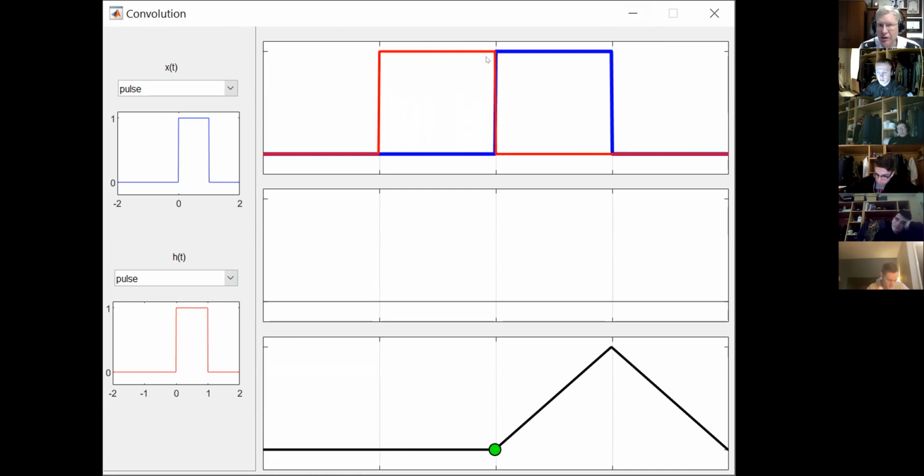Because the convolution integral says it's the integral of x of tau times h of t minus tau. If you're going to evaluate that at t equals 0, as we do when we start, then that becomes h of 0 minus tau, which is h of minus tau. And h of minus tau just means take your function h of tau and flip it around the 0 point.